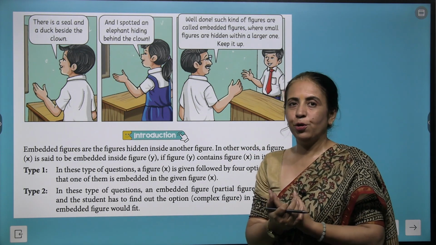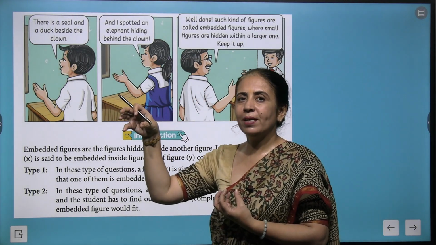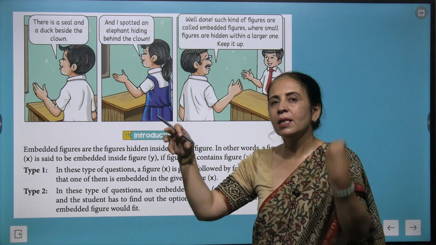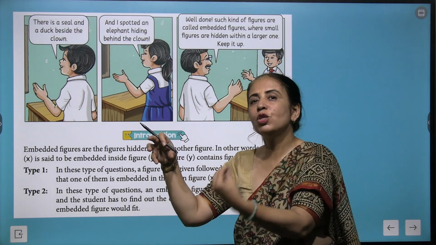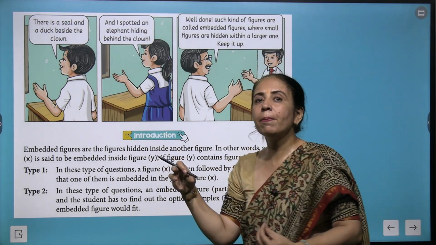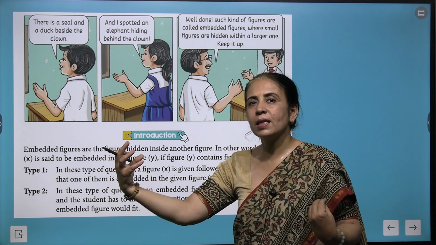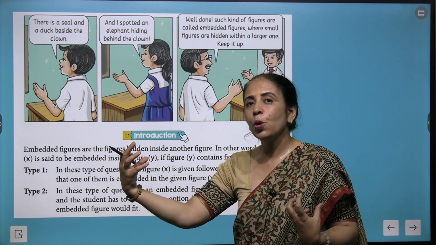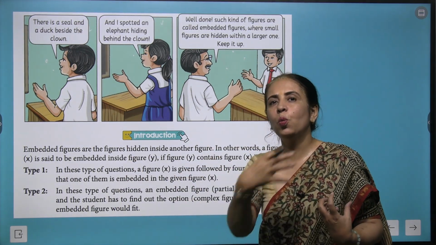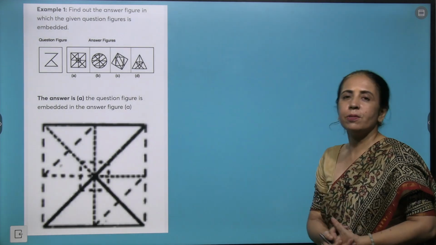Now you get two categories of questions. The first type of question is when one image is given with certain small partial parts, and you have to see which of the partial parts are contained in that main figure. And sometimes a partial figure is given and some of the options contain big figures. So you have to check which of the four options this partial figure belongs to. So let's try some of the examples here.